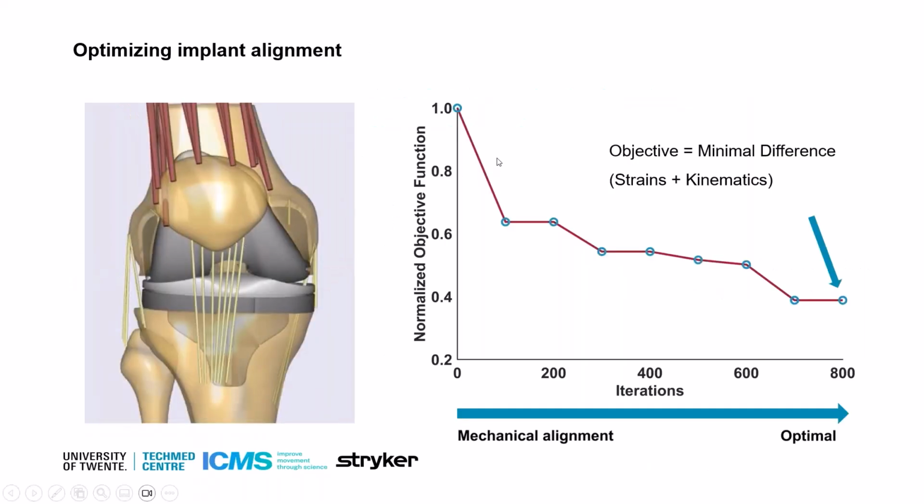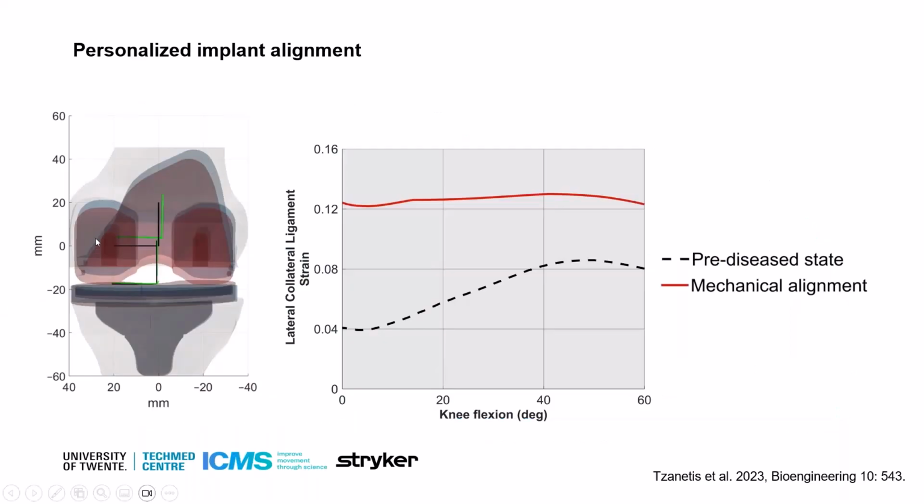And for this purpose, we employed an optimization algorithm which strived to optimize the placement of the implant starting from mechanical alignment, such that the pre-diseased strains and kinematics are respected as much as possible. And here is an example from a single patient on the right, which shows the progression of the optimization function of our routine, starting from one, that is the mechanical alignment position, until it finds an optimal solution that indeed provides the minimal difference in ligament strains and kinematics between the implanted and pre-diseased model. And ultimately, these positional adjustments allowed for a pre-diseased and shape-driven alignment over the range of motion.